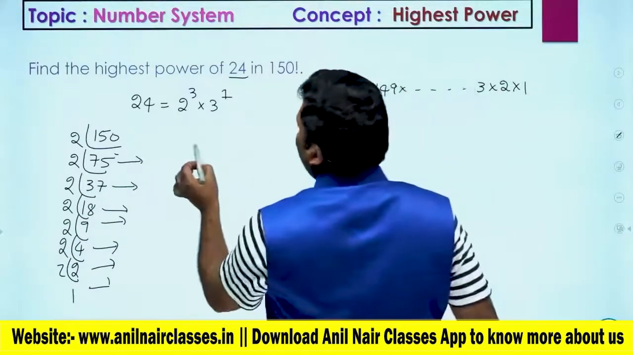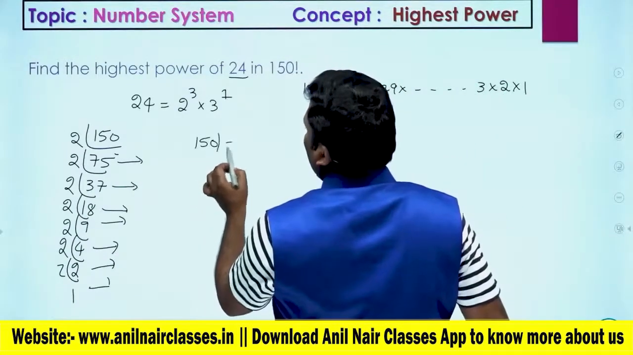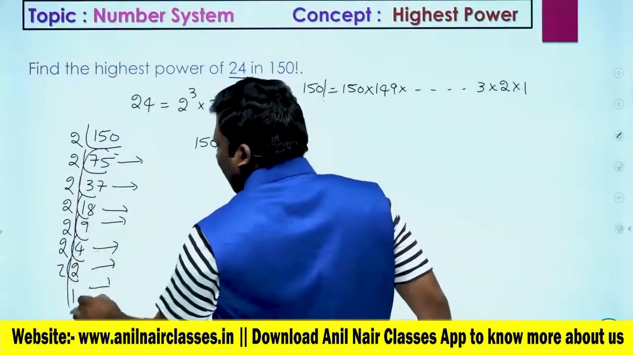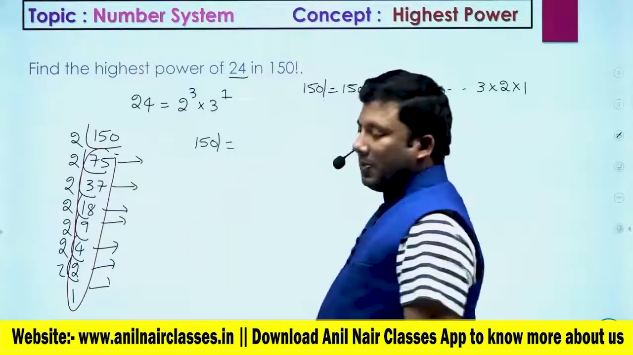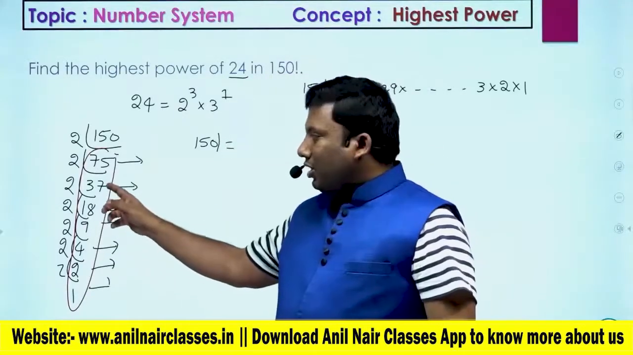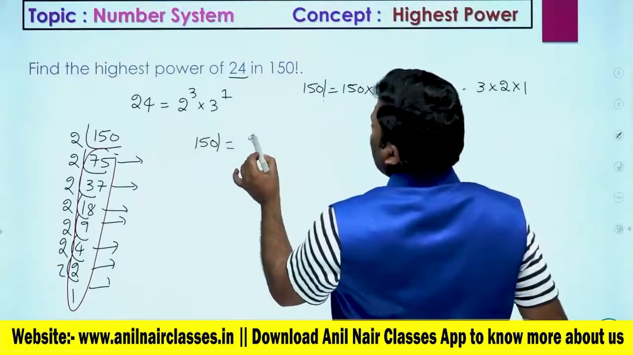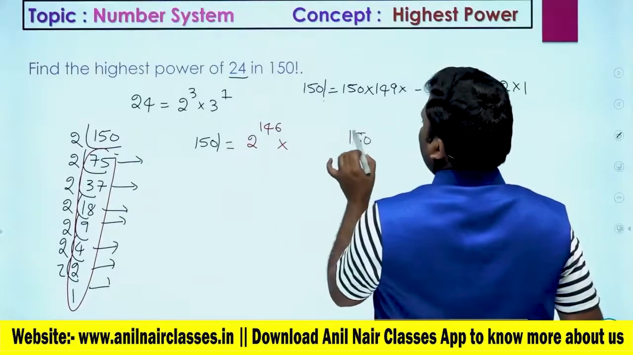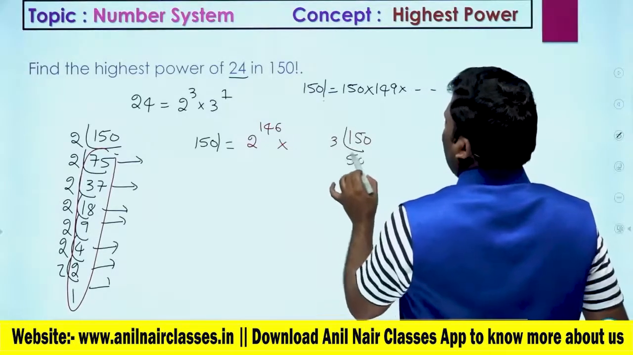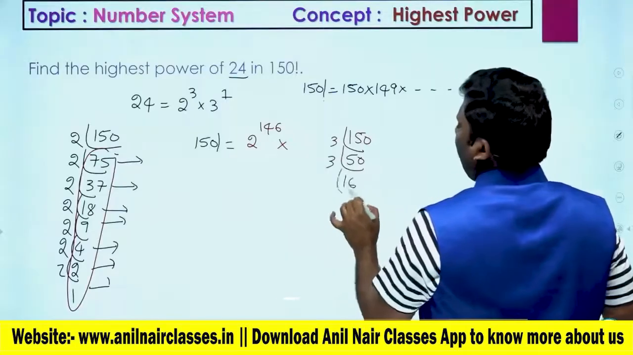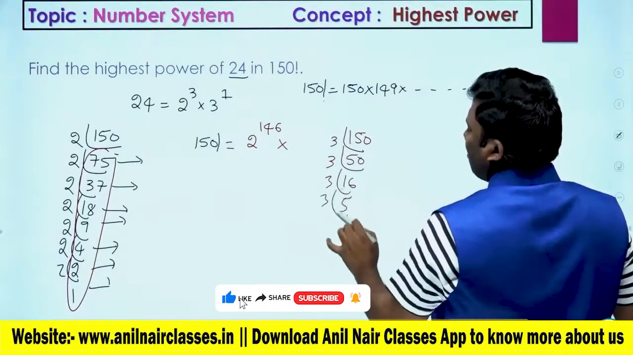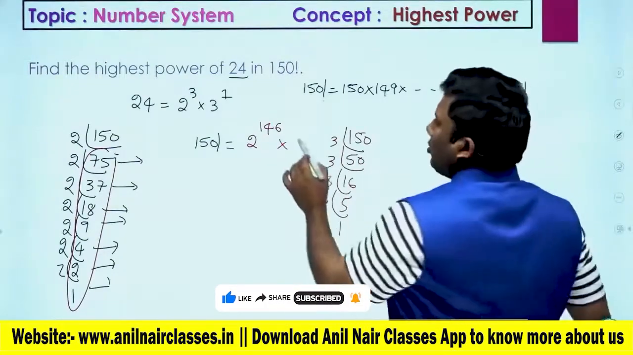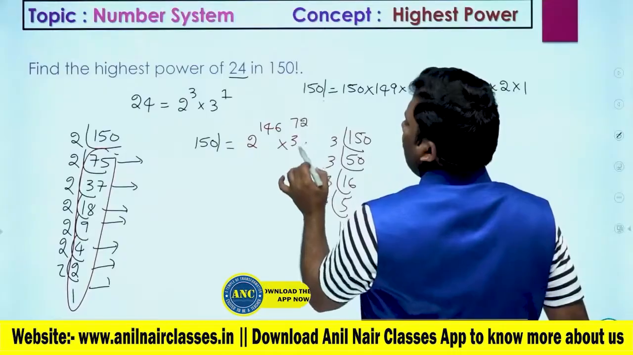So 150 factorial as a power of 2, how many are there? Let us add all the values. If I add all the values, 4 plus 2, 6, 6 plus 1, 7, 16, 34, 71, 146. So it can be written as 2 power 146 into 3 power something. 3 50s are 150, 3 16s are 48, 3 5s are 15, and 3 1s are 3. 50, 16, 66, 71, 72. So it is 3 power 72 into k.